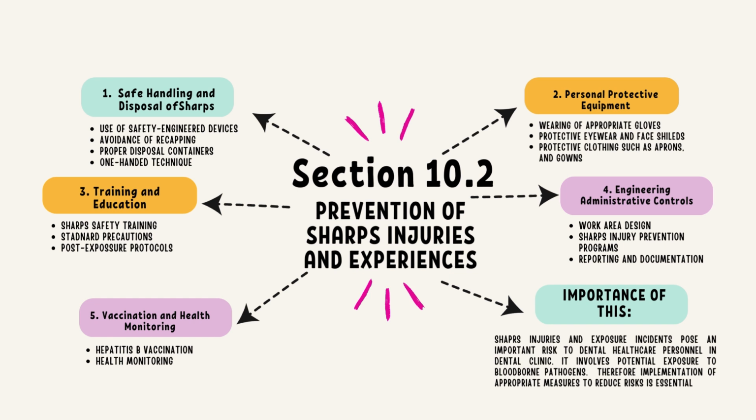Number 4, engineering and administrative controls. Work area design, sharps injury prevention programs, and reporting and documentation are its classification. Number 5, vaccination and health monitoring. It is important that we have hepatitis B vaccination and health monitoring. These are important as sharps injuries and exposure incidents pose an important risk to dental healthcare personnel in the dental clinic. It involves potential exposure to bloodborne pathogens. Therefore, implementation of appropriate measures to reduce risk is essential.